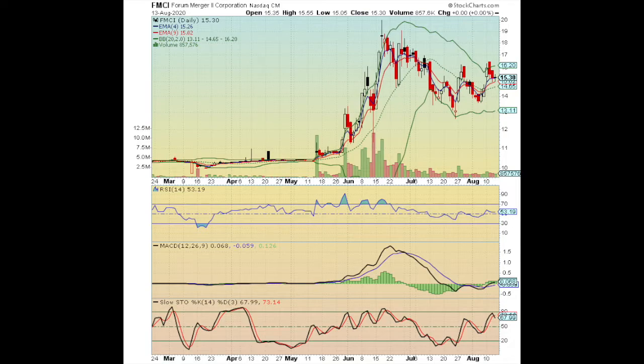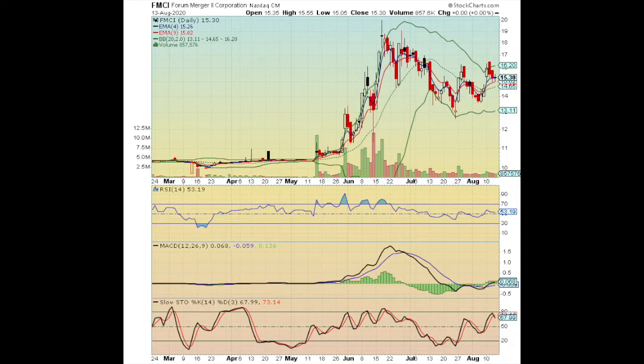Now I'm going to share a strategy with you guys on how we use the RSI, the moving average convergence divergence, and the slow stochastics, as well as the 4 and the 9 EMA and the Bollinger Bands to place our trades on a daily basis and how we tie this all up together.